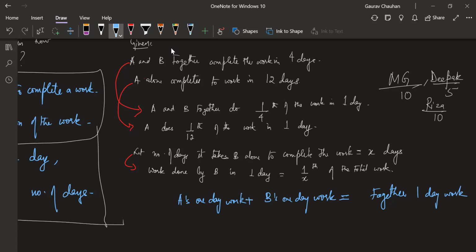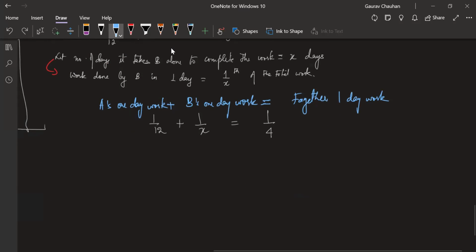Yes, sir. So A's 1 day work is 1 by 12. B's 1 day work is 1 by X. Together 1 day work is how much? 1 by 4. Everyone following, guys? 1/4 of the work they do together. Guys, tell me if this equation is clear, how we are getting this equation. Dilruba, how are you feeling about this? Deepak, absolutely right. Dikshit, absolutely right.